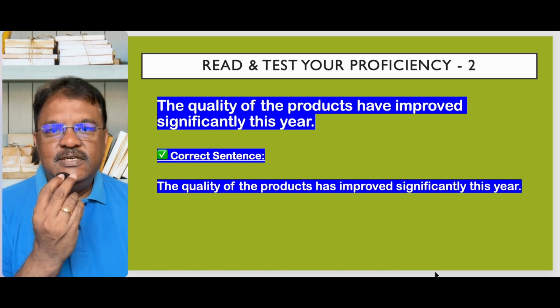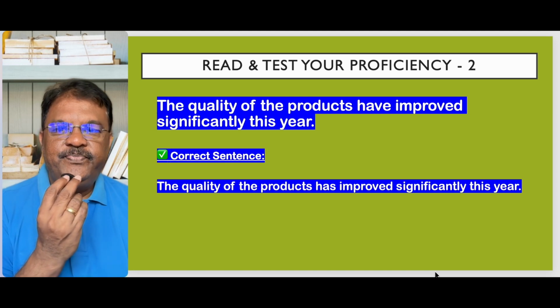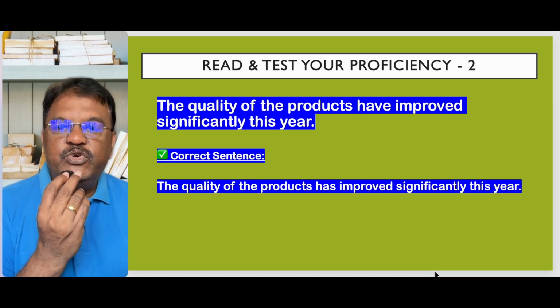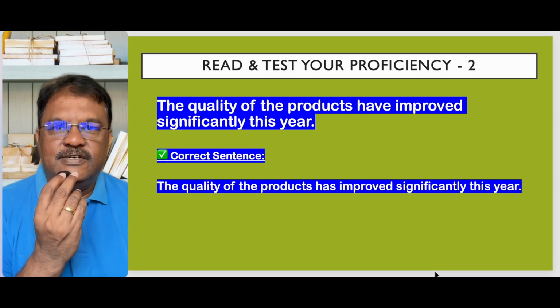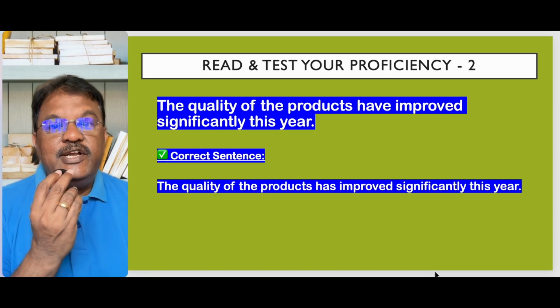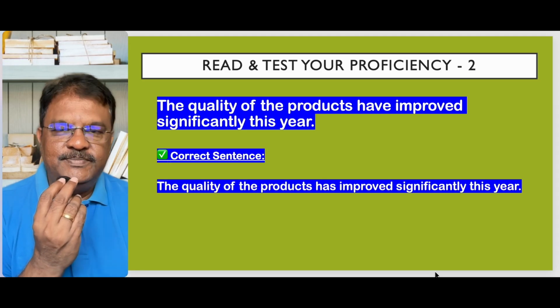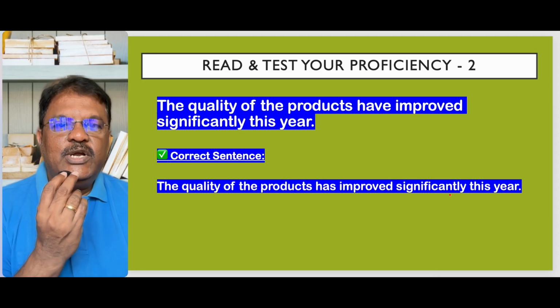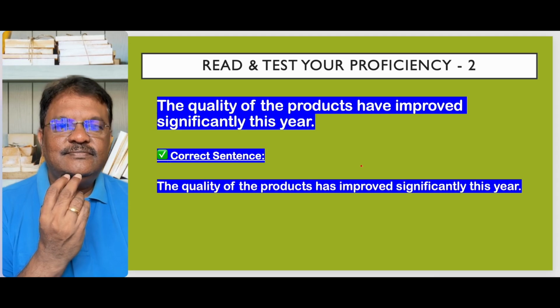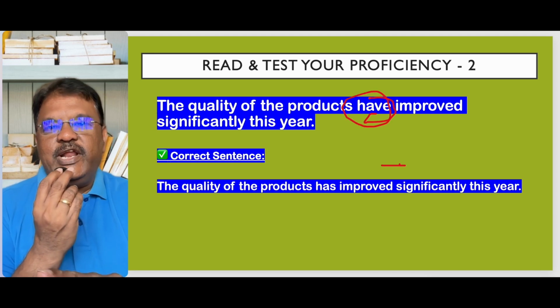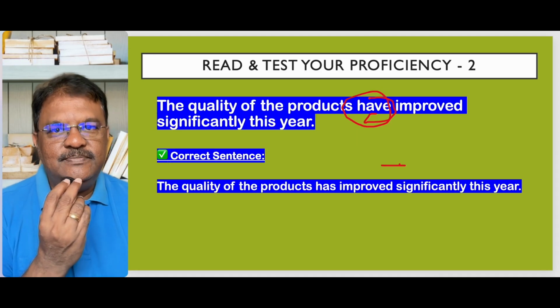Read this sentence and test your proficiency. The quality of the products have improved significantly this year. Look at the verb have. Have is here. Okay. So, this have is rightly placed according to the subject of the sentence or not.